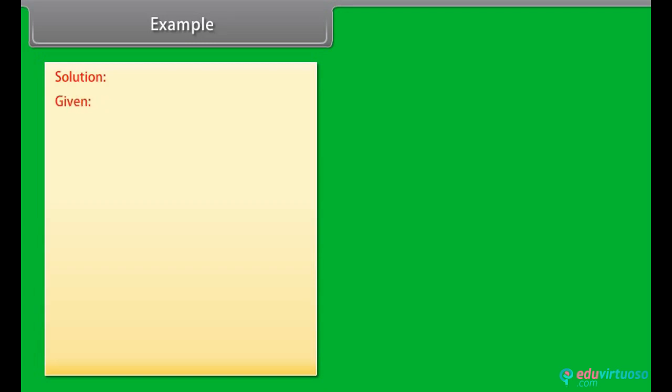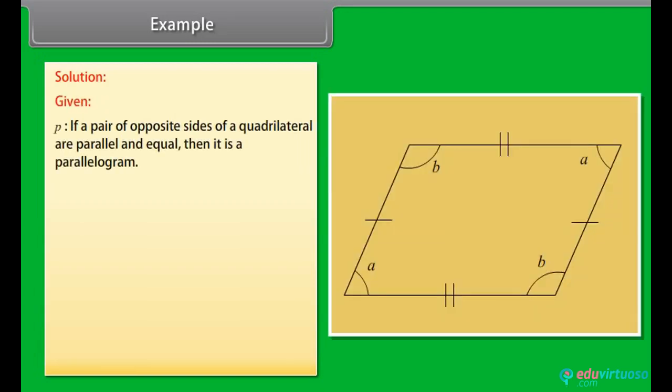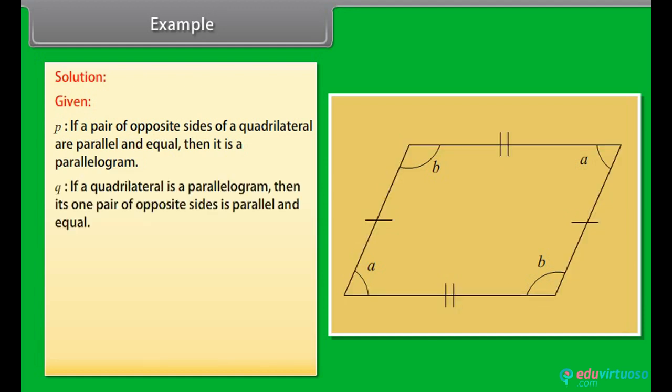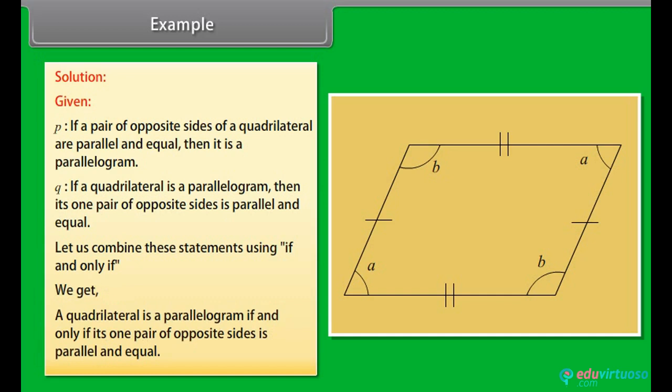Solution. Given. P is a statement that if a pair of opposite sides of a quadrilateral are parallel and equal, then it is a parallelogram. Q is a statement that if a quadrilateral is a parallelogram, then its one pair of opposite sides is parallel and equal. Let us combine these statements using if and only if. We get a quadrilateral is a parallelogram if and only if its one pair of opposite sides is parallel and equal.